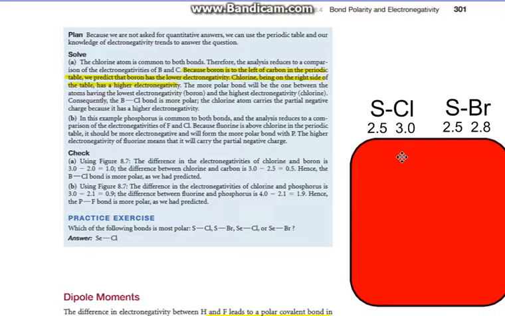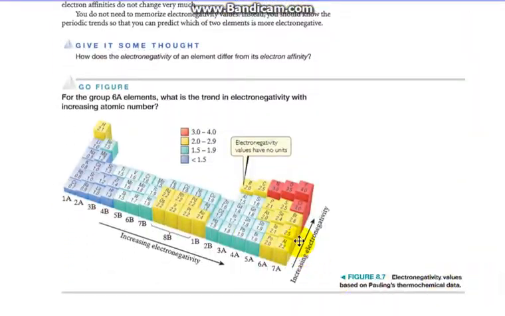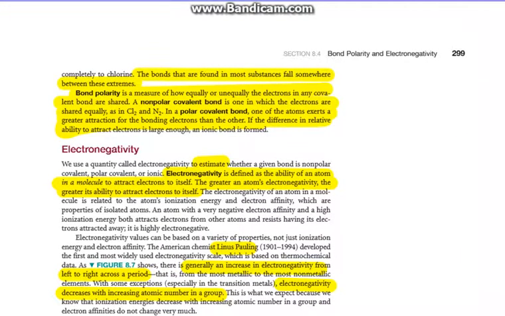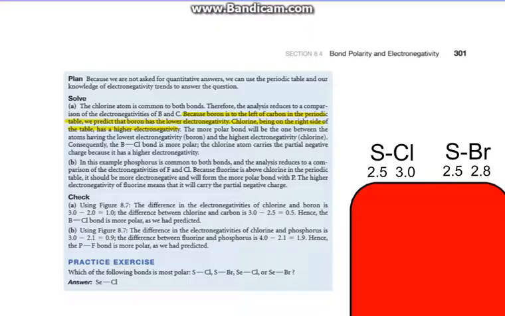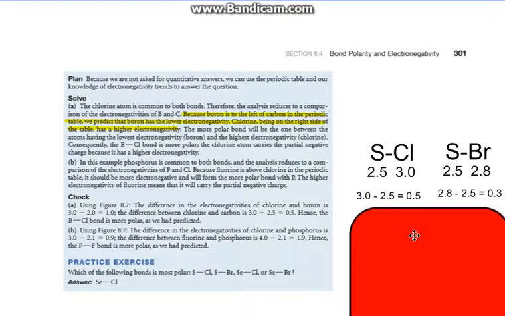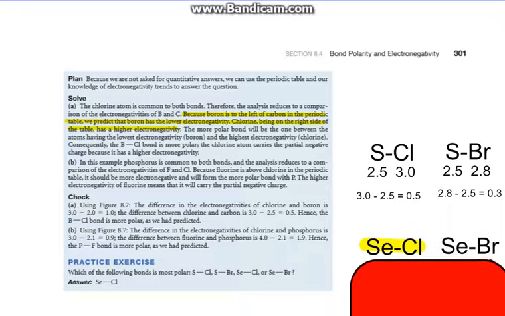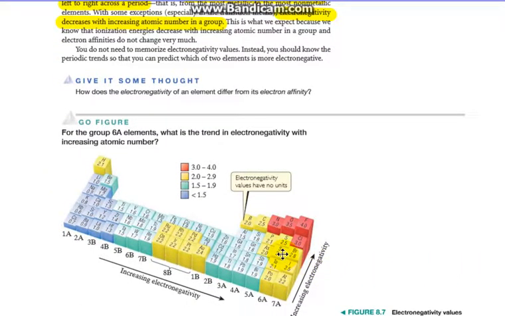If we look at sulfur, back here, sulfur I had written as 2.5, and yes, there it is, 2.5. And then bromine and chlorine. Bromine is 2.8, chlorine is 3, and just find the difference. Easy. So 0.5 here, 0.3 here. Looking at the other ones involved here, selenium, Se. If we look back at that, selenium is 2.4.